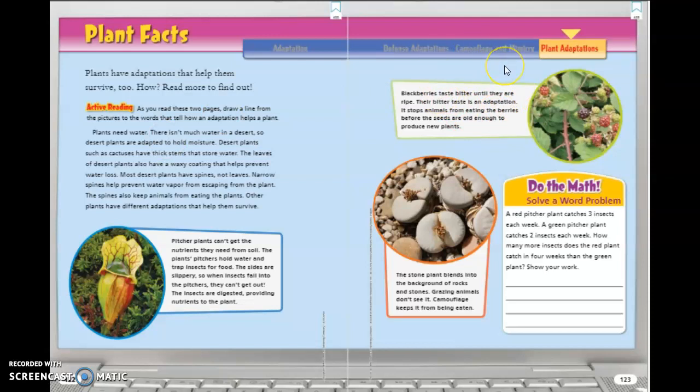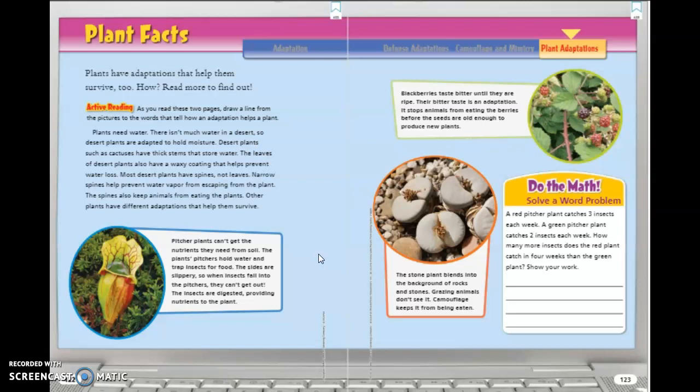Okay, let's look at the blackberries up above. Blackberries taste bitter until they are ripe. Their bitter taste is an adaptation. It stops animals from eating the berries before the seeds are old enough to produce new plants. Then let's look at the bottom picture. The stone plant blends into the background of rocks and stones. Grazing animals don't see it. Camouflage keeps it from being eaten.